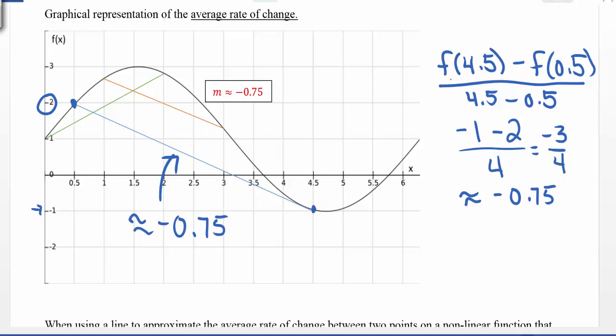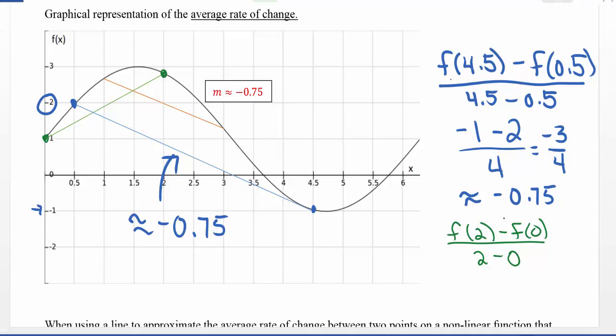So now let's consider what's happening between 0 and 2. The green line has an upward slope, so I'm expecting something different than the other two approximations. Additionally, I'm expecting the slope to be positive since my line goes in the upward direction. So again, I'm considering what's happening between x equals 0 and x equals 2. So that means my formula is going to look like f of 2 minus f of 0 divided by 2 minus 0.